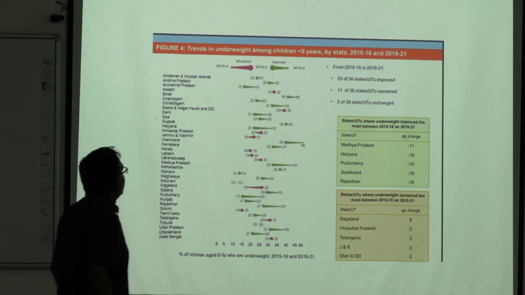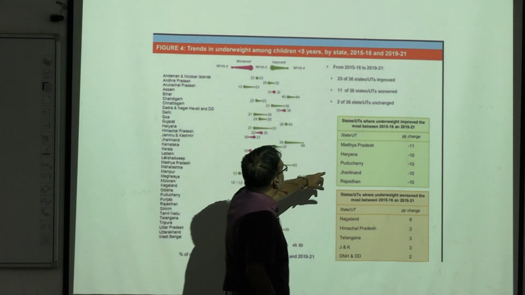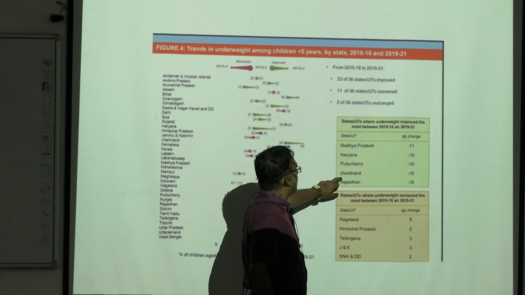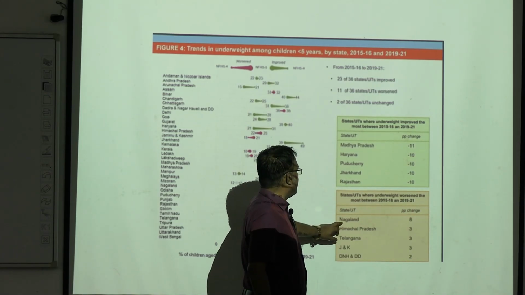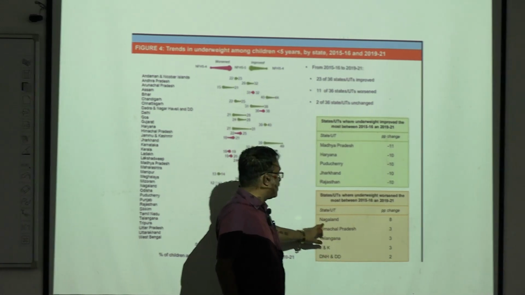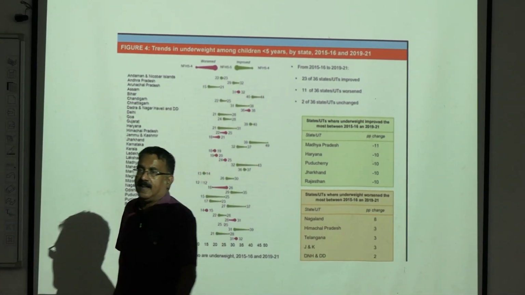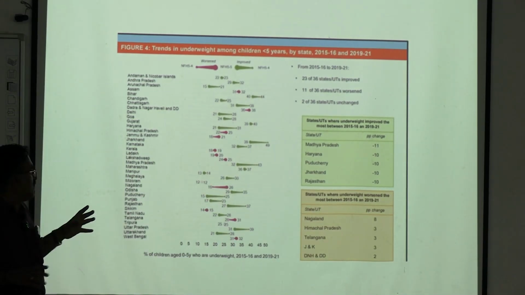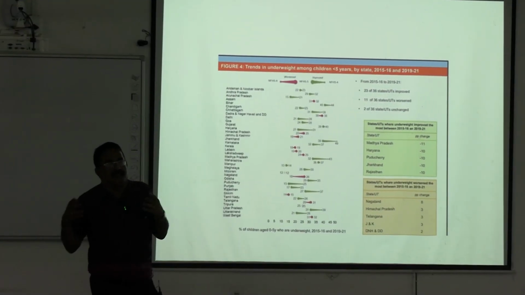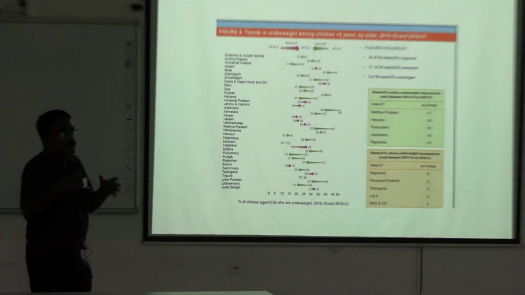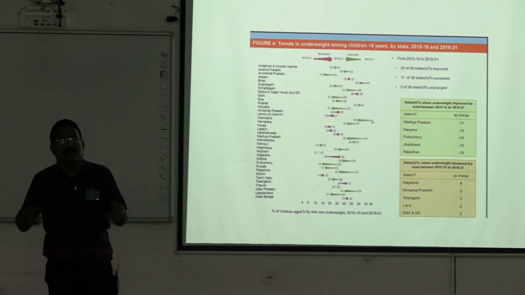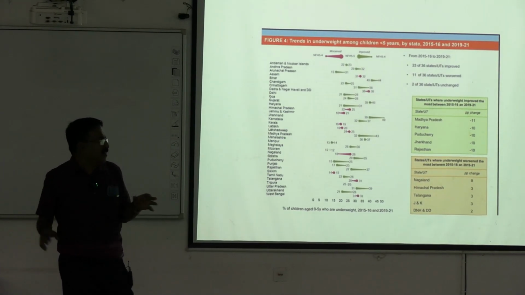Now if you look at trends in underweight, it has improved in Madhya Pradesh, Haryana, Puducherry, Jharkhand and Rajasthan. But again, Nagaland, Himachal, Telangana, Jammu and Kashmir, Dadra and Nagar Haveli have not. So a small pattern is there. The pattern is that smaller states have not improved that much, either because of lack of political will or whatever, or maybe the infrastructure is not ready. They form a state, but the health department and those things are still not in place.